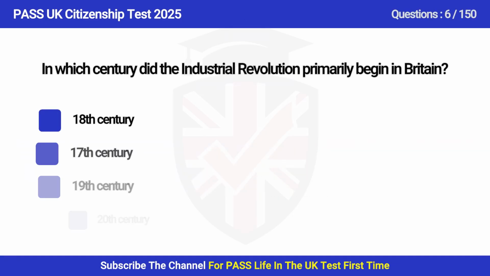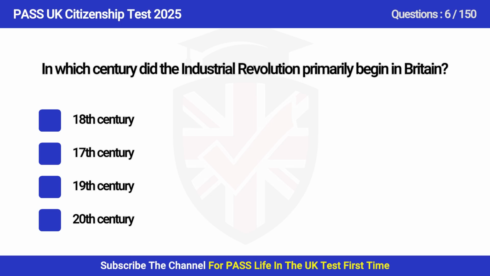Question 6. In which century did the Industrial Revolution primarily begin in Britain? A. 18th century, B. 16th century, C. 14th century, D. 20th century.